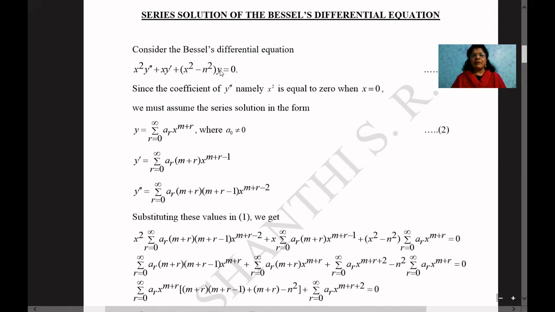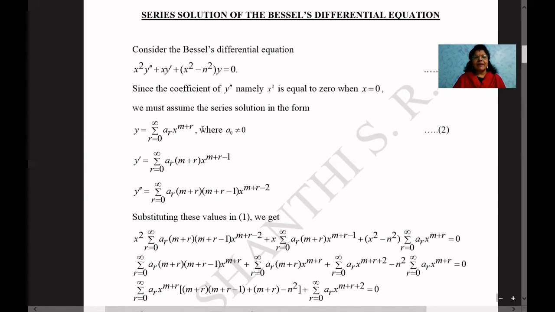To substitute the value of y here, I need the value of y dash and y double dash. So I'm finding y dash and y double dash. What is y dash? The derivative of y with respect to x. I have to differentiate y with respect to x. X is only in x power m plus r. What is the derivative of x power m plus r? It is m plus r into x power m plus r minus 1. And what is y double dash? The derivative of y dash with respect to x. So I'm differentiating this with respect to x. What will you get? The derivative of x power m plus r minus 1 is m plus r minus 1 into x power m plus r minus 2. Thus we have obtained y double dash, y dash and y.